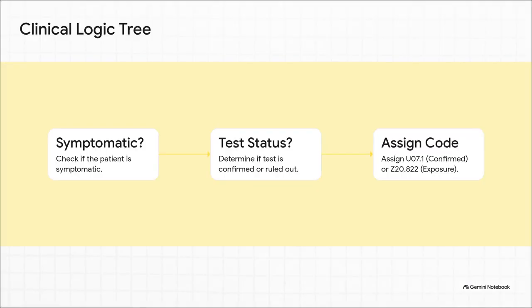So what happens when the diagnosis isn't immediately obvious? Let's trace the clinical logic tree. Step 1, check if the patient is symptomatic. Step 2, determine if the test is confirmed or ruled out. Step 3, dictates your code. If you've got an asymptomatic patient who was just exposed or a symptomatic patient whose test was definitively ruled out, you cannot use U07.1. Instead, you're going to assign a Z code, specifically Z20.822 for contact with and suspected exposure to COVID-19. Let me tell you, mastering this logic tree is exactly how you protect your facility from failing an audit.